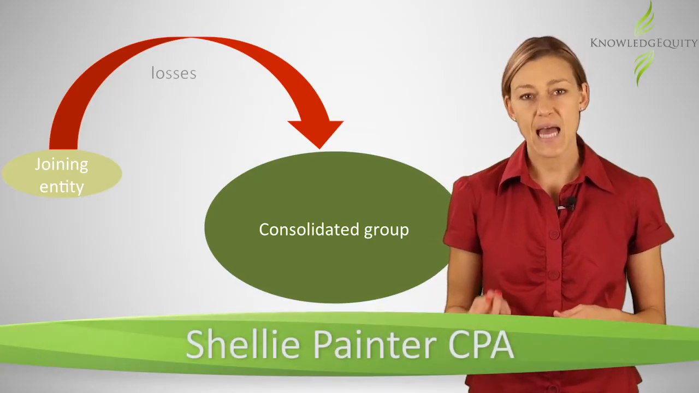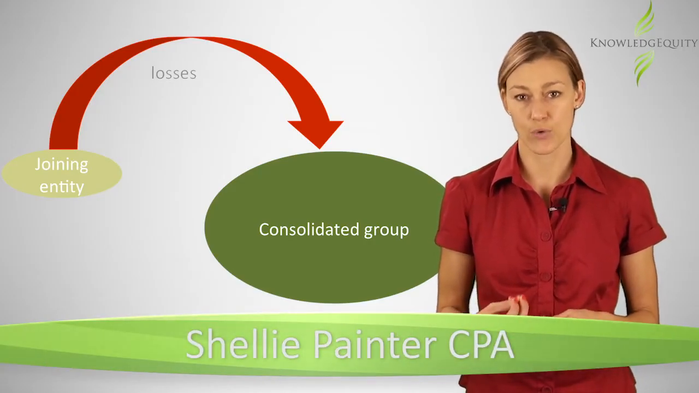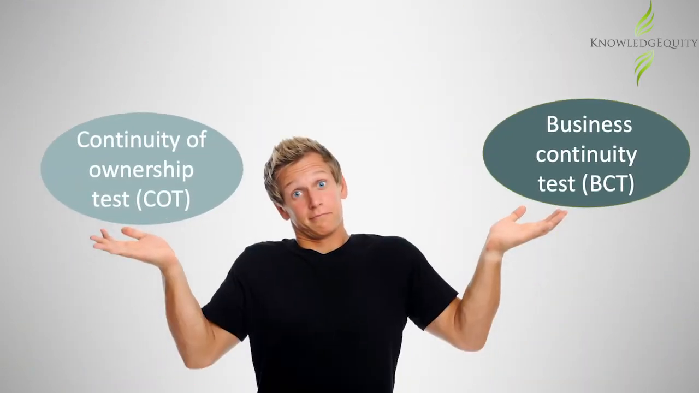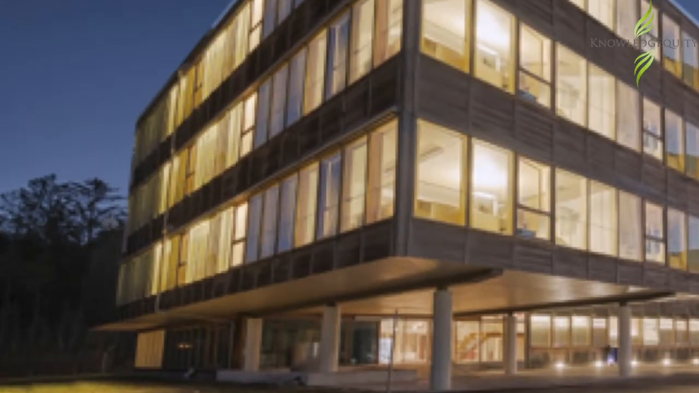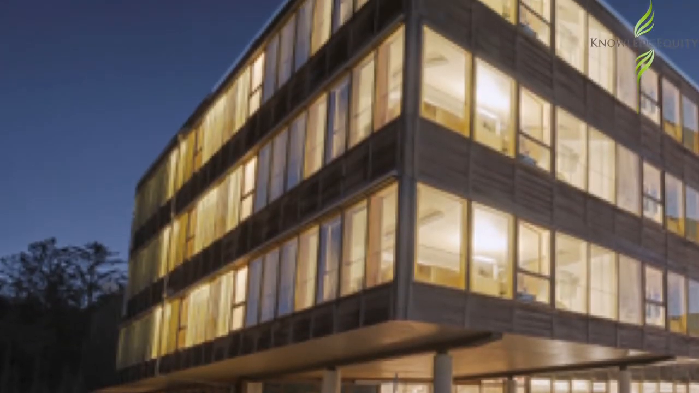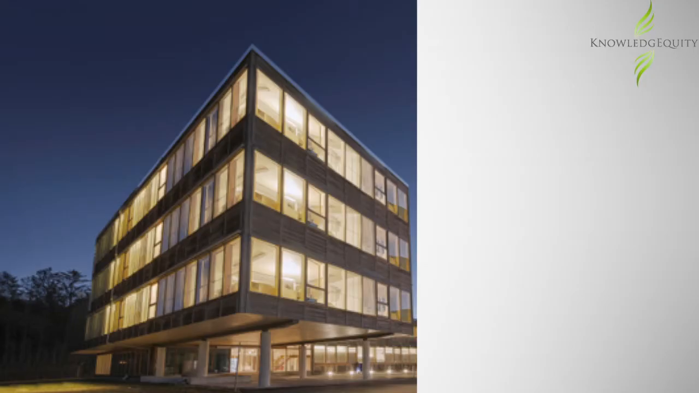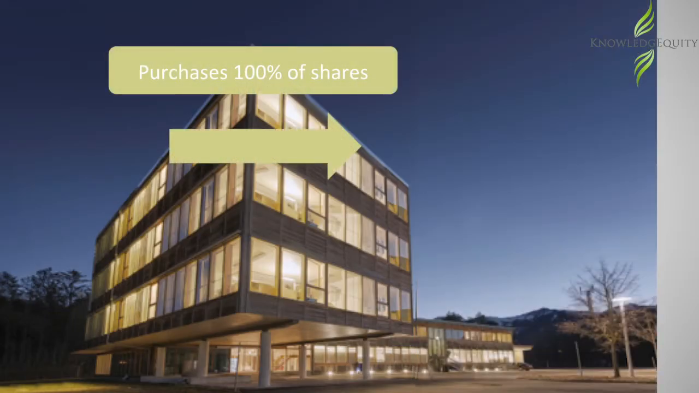The joining entity is able to bring its losses to the consolidated group, but must pass modified versions of the continuity of ownership test or the business continuity test. Alpha Limited is a head company of an existing consolidated group. On the 1st of July, it purchases 100% of the shares in Focus Limited and immediately consolidates.